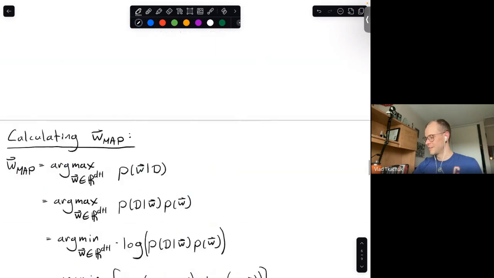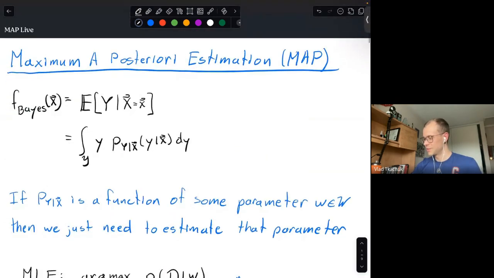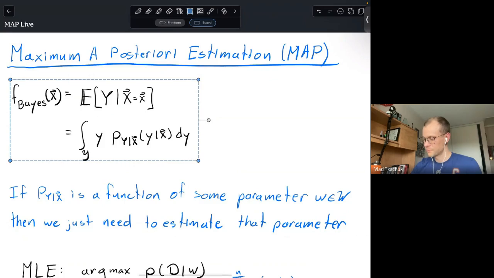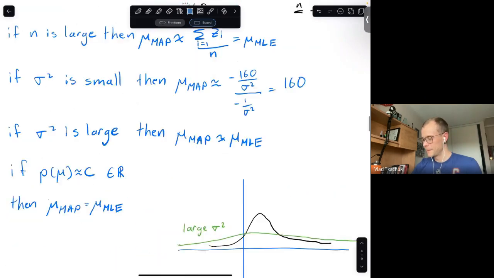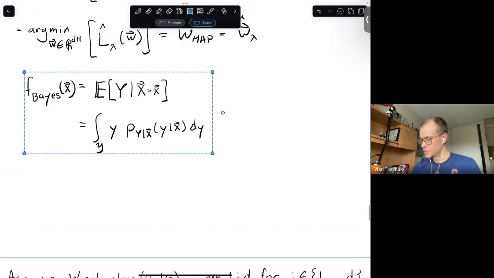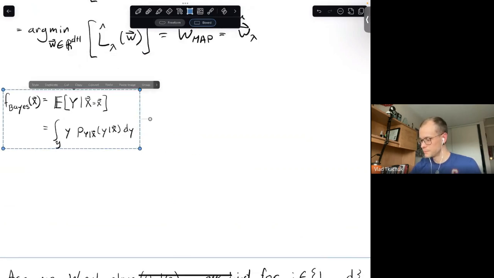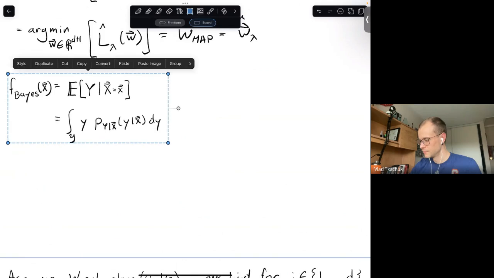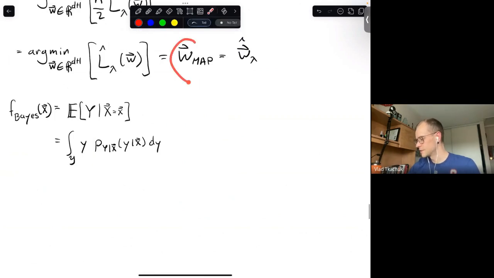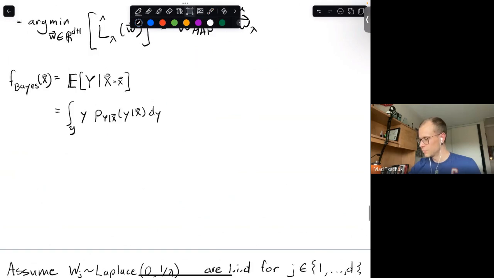To make the implication even clearer, just remember what we were trying to do to begin with. Let's begin here again. We wanted to find f Bayes. And we needed an estimate of this conditional PDF. And now we got one. We got an estimate of this, and it's based on W map. This parameter will give us an estimate of this in this way.